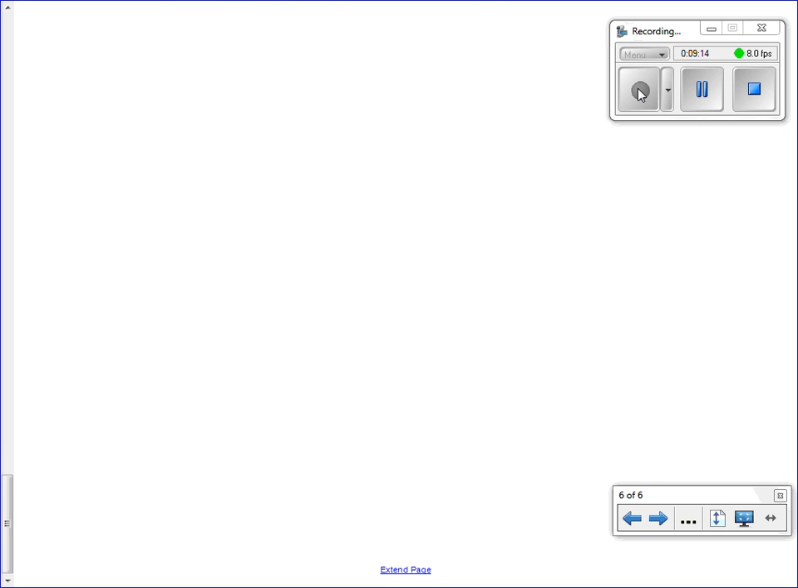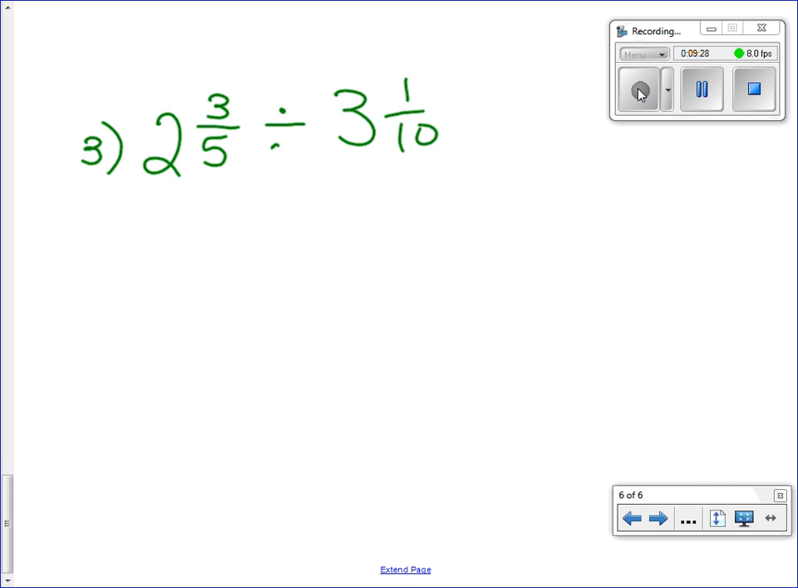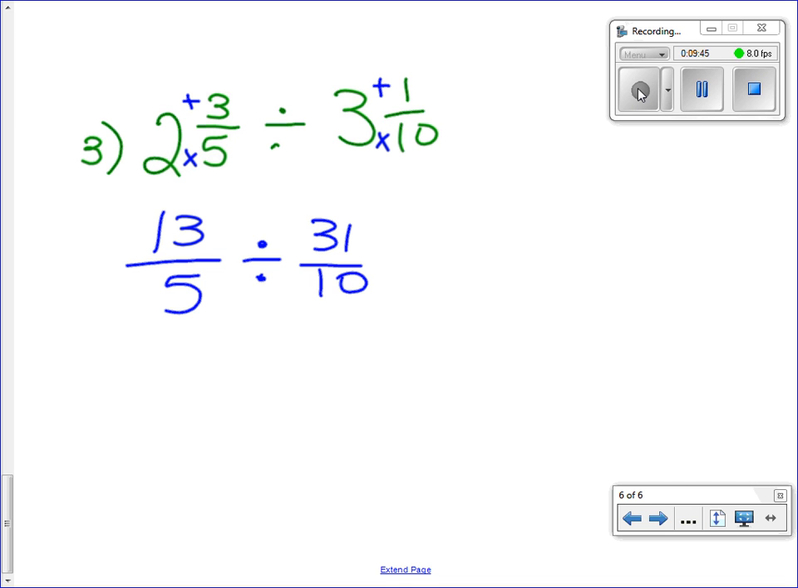Now number 3, if you haven't done that yet, I want you to do that before you finish watching the video. Number 3, we have 2 and 3/5 divided by 3 and 1/10. Step 1, get mad. 2 times 5 is 10, plus 3 is 13. Keep the 5 as the denominator. Copy your division sign. Then 10 times 3 is 30, plus 1 is 31. Keep the 10.